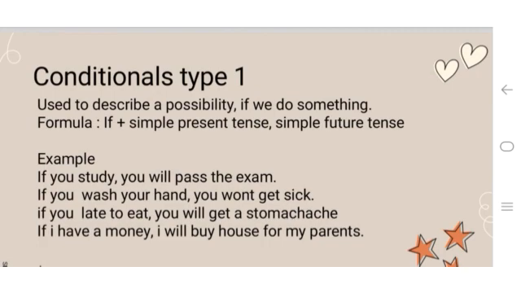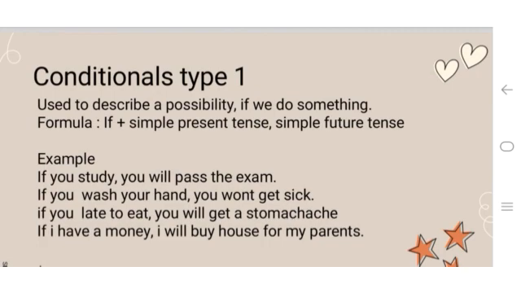The formula is if plus simple present tense, comma, simple future tense. For the example, if you study, you will pass the exam. If you wash your hand, you won't get sick. If you are late to eat, you will get a stomachache. If I have money, I will buy a house for my parents.